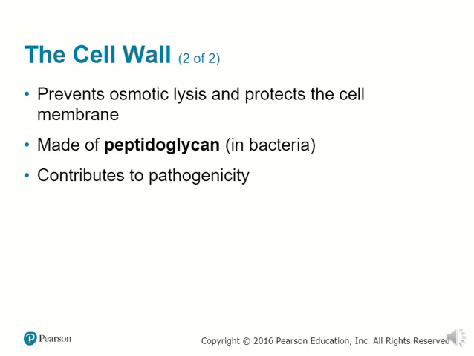The cell wall essentially prevents osmotic lysis and protects the cell membrane. Osmotic lysis is essentially being ripped apart through osmotic pressure. In bacteria, the cell wall is made of peptidoglycan, and it contributes to pathogenicity, how infectious they are.